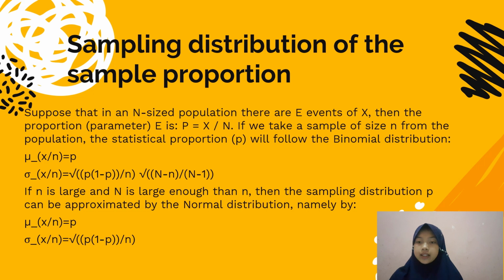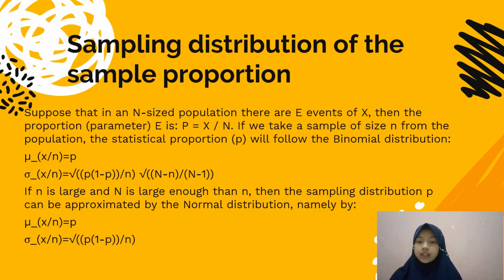Suppose that in an N-sized population there are x events of interest, then the proportion parameter P is p equals x per N. If we take a sample of size n from the population, the statistical proportion will follow the binomial distribution. Standard deviation of the proportional sampling distribution equals square root of p in parentheses 1 minus p divided by n, and then multiplied by square root of N minus n divided by N minus 1.